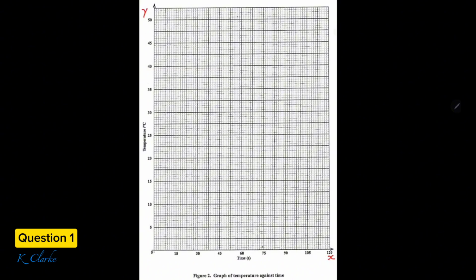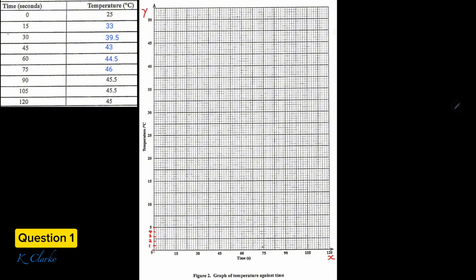The scale on the y-axis is 2 centimeters to 5 degrees Celsius. Therefore, every 2 small spaces represents 1 degree Celsius. So this is 0, 2 small spaces above 0 is 1, 2 small spaces above 1 is 2, 2 small spaces above 2 is 3, 2 small spaces above 3 is 4, and there you go, 5 degrees Celsius.